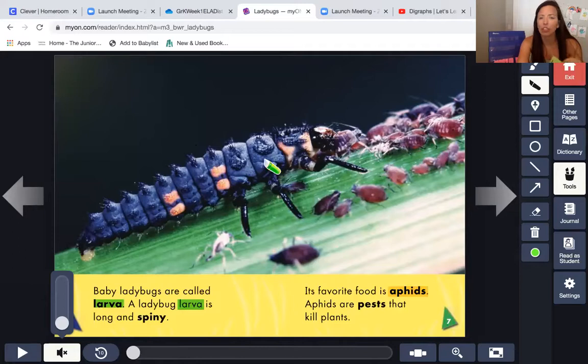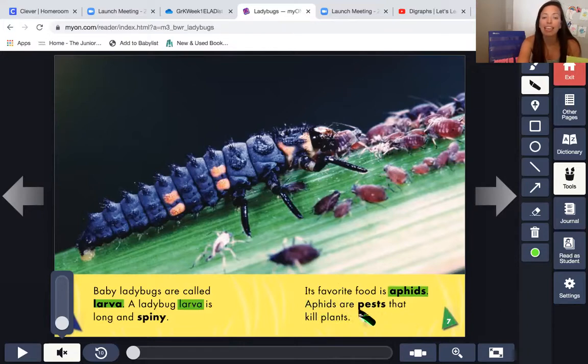I'm looking at this picture and this does not look like a ladybug at all. This looks like a totally different animal. But it says that that is a larva. The ladybug larva is long and spiny. So before they actually become the ladybugs that we know, they look like this. All right, and then it says its favorite food is aphids. And that is another one of our words that I'm going to highlight.